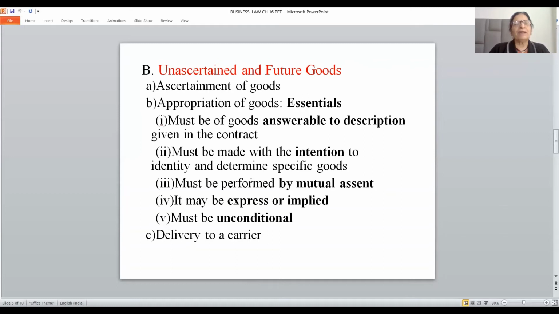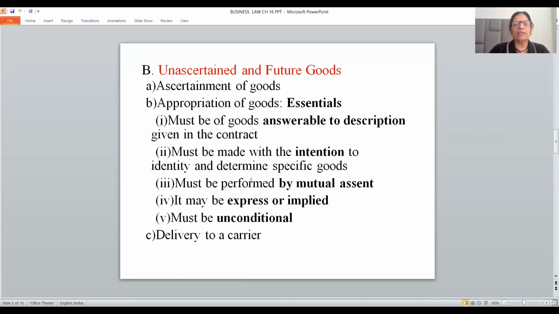But friends, ascertainment of goods must be distinguished from appropriation of goods. Ascertainment of goods is a unilateral act of the seller. Appropriation is setting aside the goods which are answerable to the contract from the bigger lot. Appropriation should always be valid. Now the question arises, what are the essentials of valid appropriation?